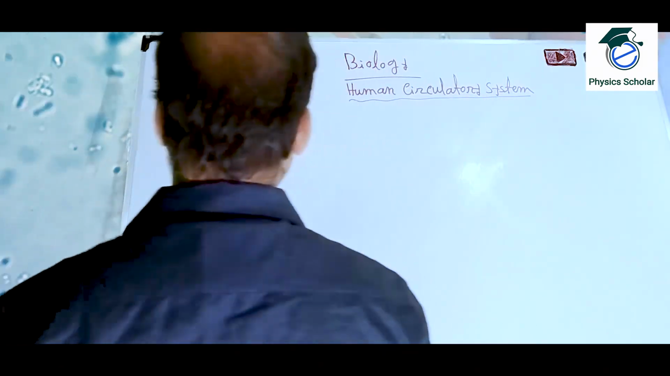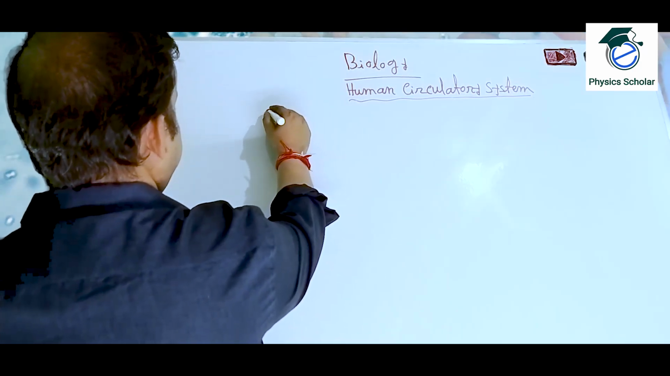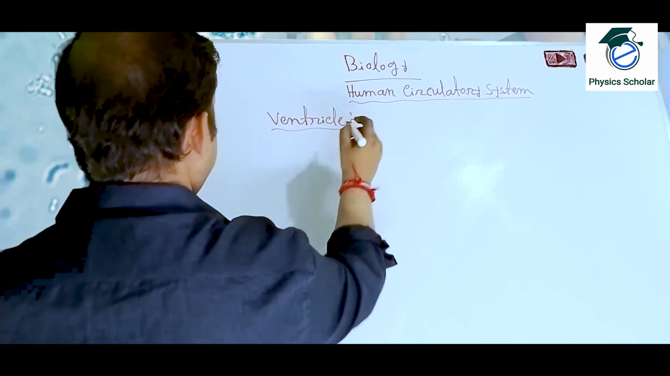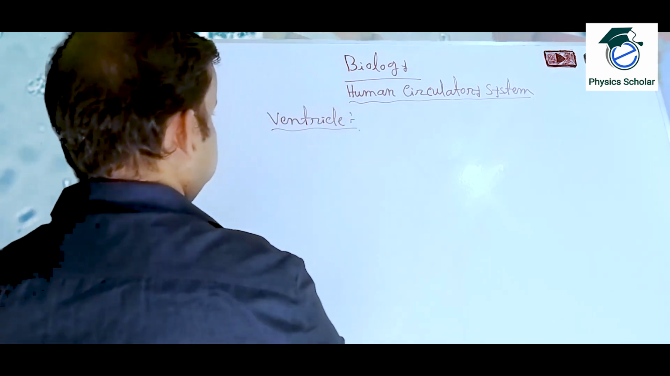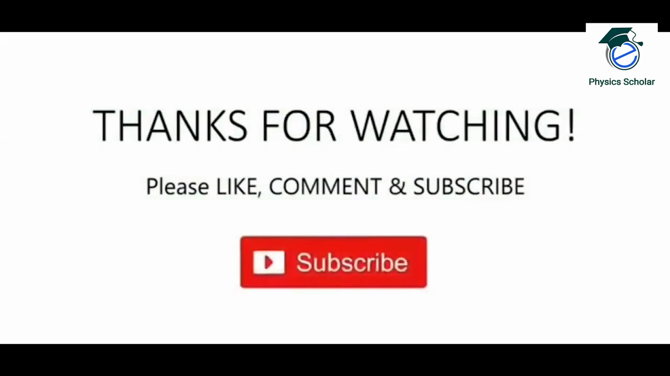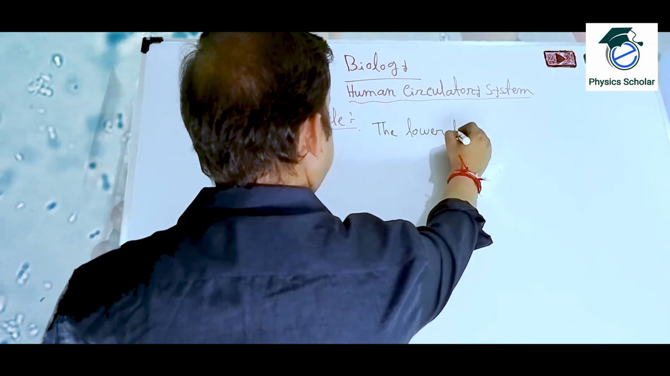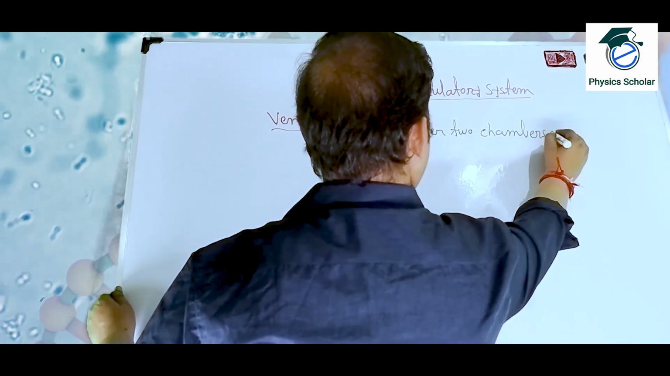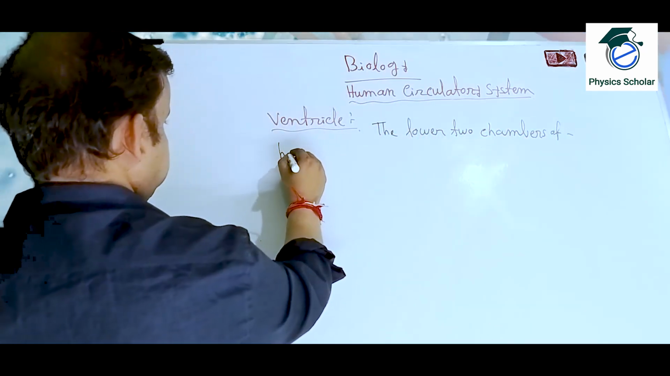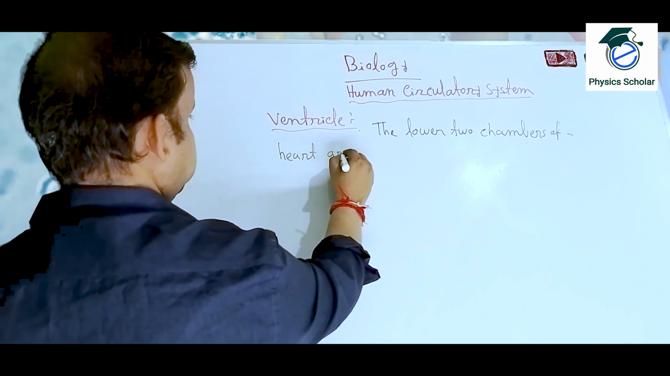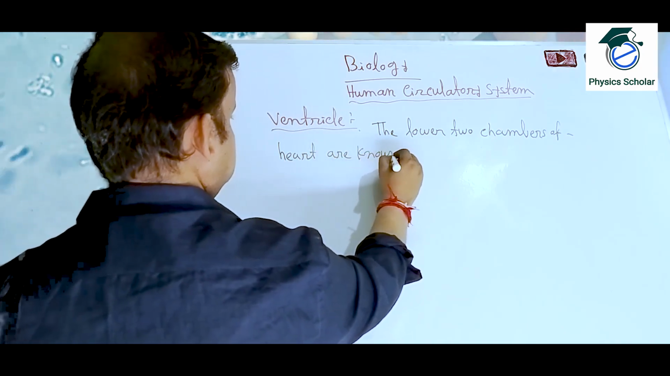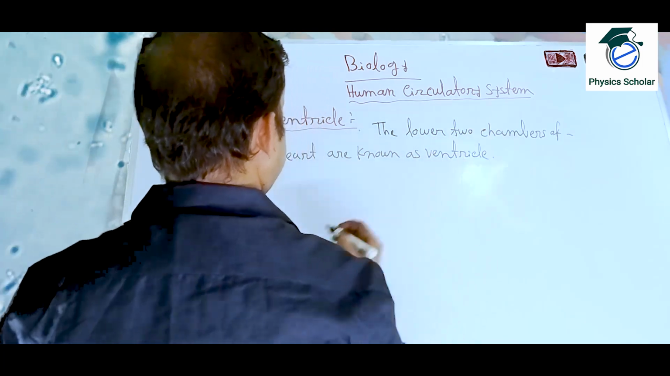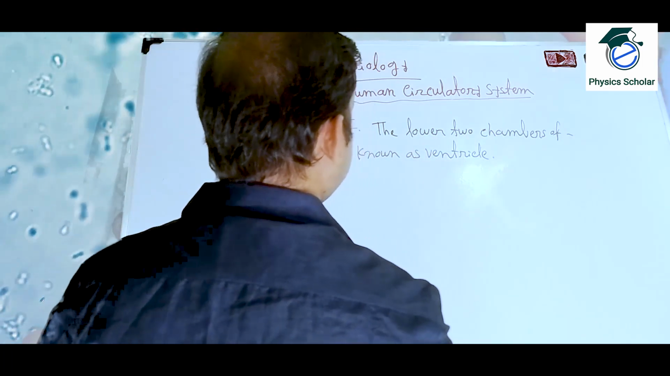Friends, now let us move to the ventricle, clear? So what is ventricle? The lower two chambers of the heart are known as ventricle, clear? So the lower two chambers of the heart are known as ventricle.